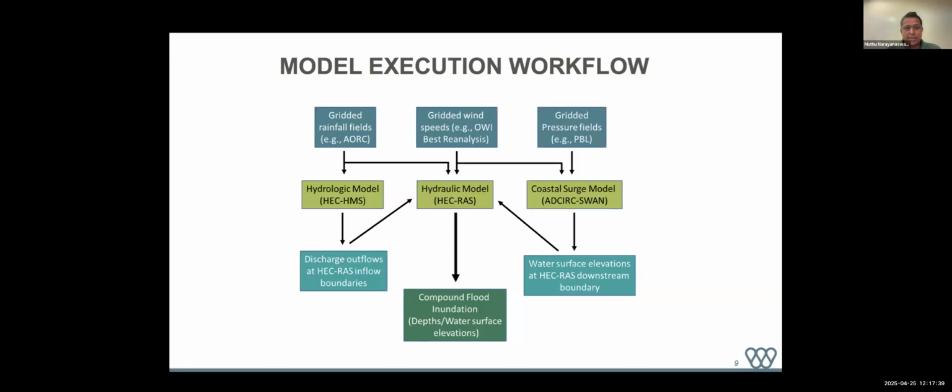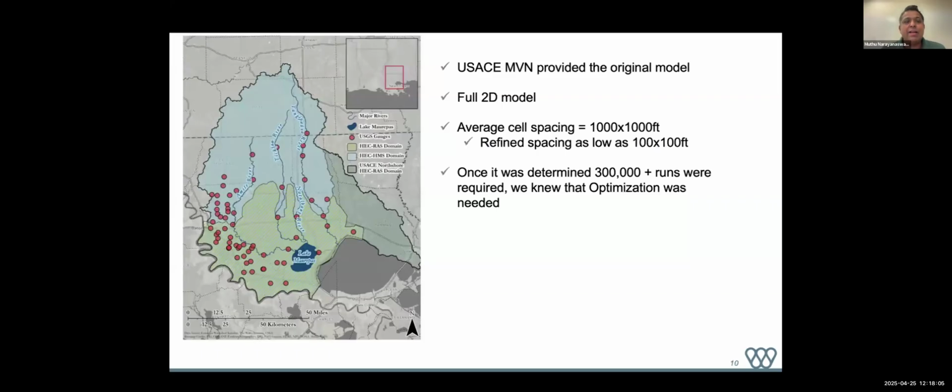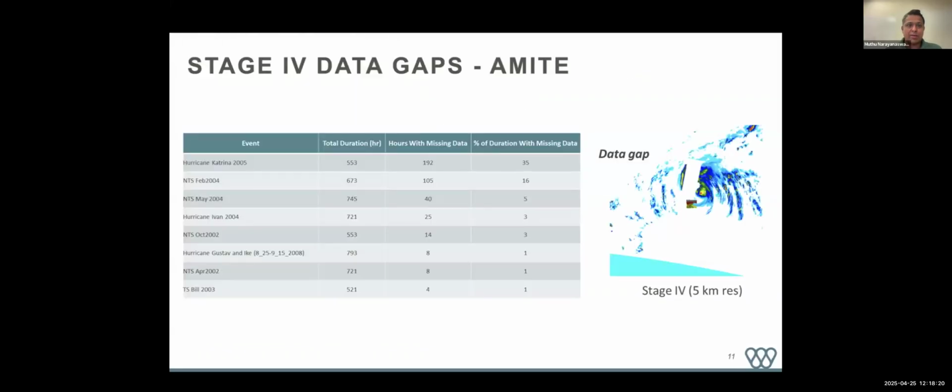For the rainfall fields, we used the AORC data set, and then Ocean Weather's best reanalysis wind data. The foundational synthetic storm set we used consisted of about 645 events that were already optimized for coastal surge using the JPM-OS approach. And then these were fed through coupled ADCIRC+SWAN, HEC-HMS, and HEC-RAS. For the HEC-RAS model itself, we leveraged a model developed by the New Orleans District of the Corps of Engineers, and then we optimized it to ensure suitable run times because we realized that we needed more than 300,000 runs.